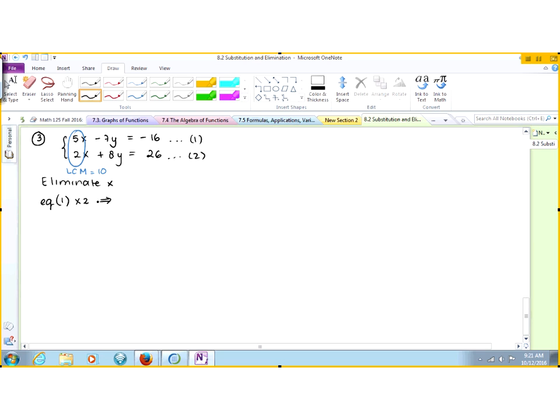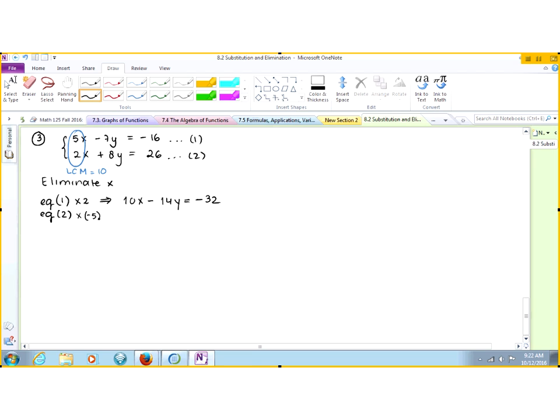So this is how I write it. Equation 1, we multiply by 2. Sorry, it looks like x2. It's basically equation 1, we times by 2. So what do we have when we times by 2? 10x minus 14y is equal to negative 32. Okay, good. Now equation 2, and then we say, oh, I need negative 10x on the bottom. How do I get negative 10x on the bottom? You multiply by negative 5. Why do I multiply by negative 5? Because I need negative 10x on the bottom.